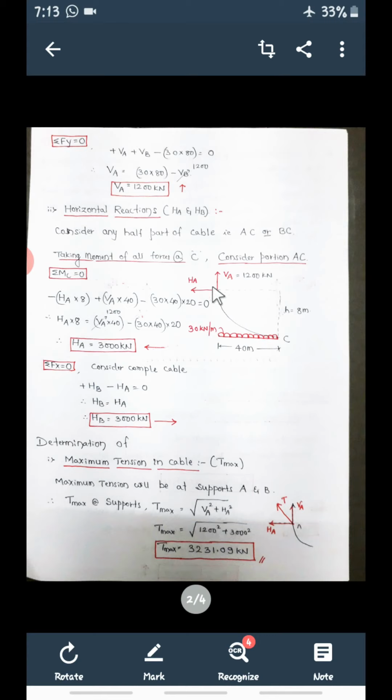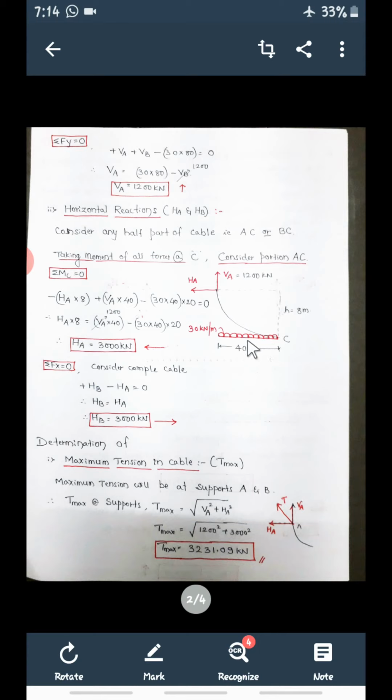Now take moment of these forces one by one. First take HA. What is the moment of HA about C? This is force HA, and the perpendicular distance between HA and C is 8 meter. With reference to C, this will produce anti-clockwise, which means minus HA into perpendicular distance 8. Similarly, VA with reference to C will produce clockwise, which means plus VA into the perpendicular distance between VA and C, that is 40 meter. So plus VA into 40.